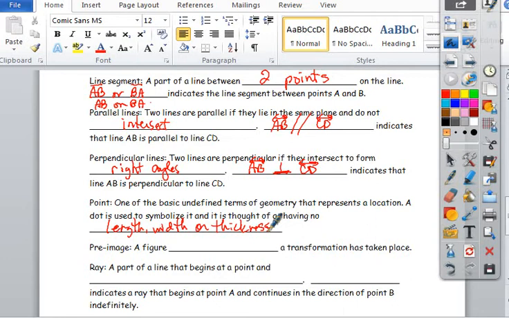Pre-image. What is the pre-image? A figure before a transformation has taken place. Ray is a part of a line that begins at a point and goes forever in one direction.